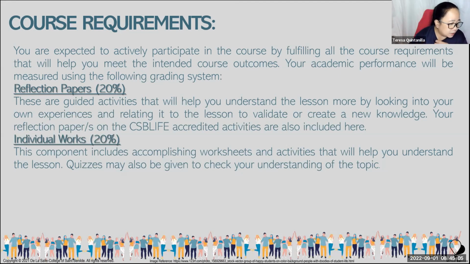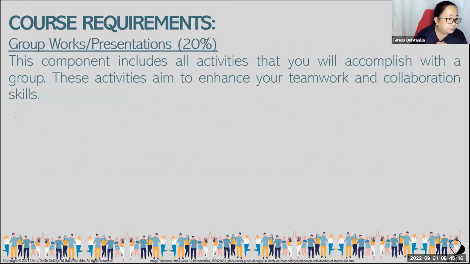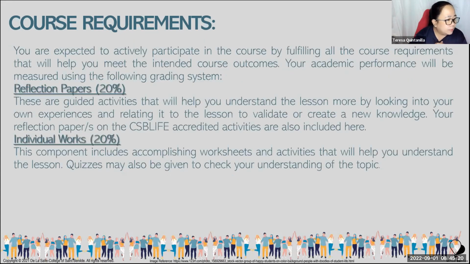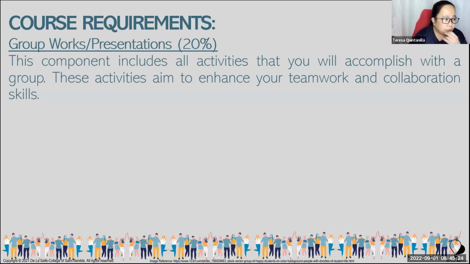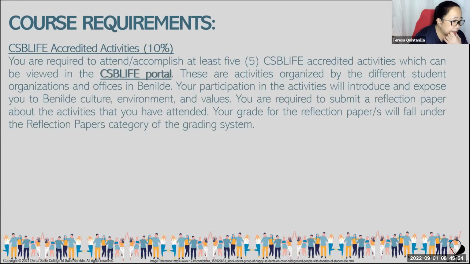Okay, individual works will be 20%. I'm going to list down all the individual works, the group works, and I think the panel project. Okay, and then group presentations. So group work and group presentations are only one. If you're going to create a group and then present, I think I'm going to separate the presentation and the group work, because sometimes if we lack time, not all groups will get to present. If all groups present, that will be a complete group work and presentation score. Okay. Then the CSB Live accredited activities will be 10% of your grade.